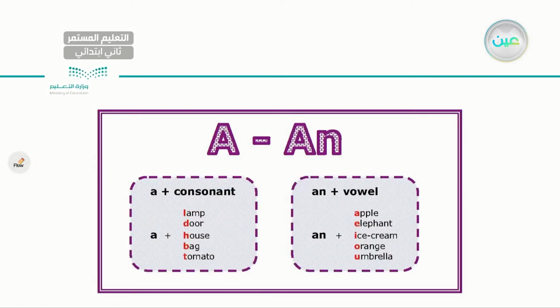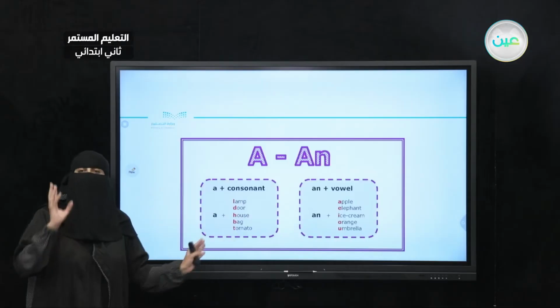Let's go ahead and read the list. A lamb, a door, a house, a bag, a tomato. As you can see, I have one of each. One lamb, one door, one house, one bag, and one tomato, right? And they are preceded by the article a.